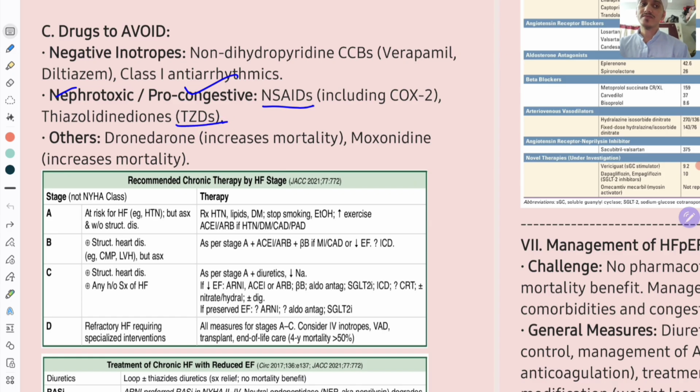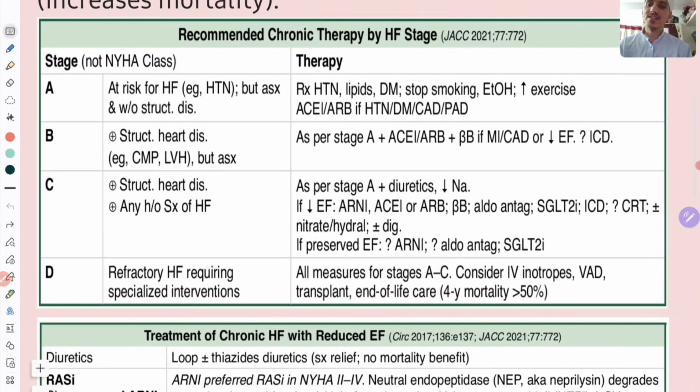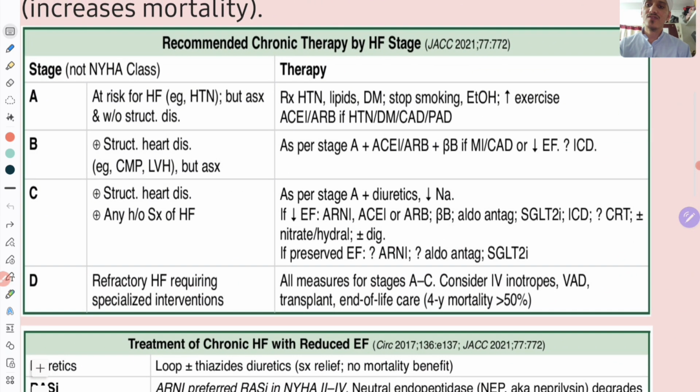Pioglitazone, very commonly used in patients with diabetes, no? So these two will cause congestion also, and they are nephrotoxic also. Dronedarone, which is a brother of amiodarone, increases the mortality. Dronedarone should not be used. Moxonidine also increases mortality, you should not use this antihypertensive drug. Okay. Now this is a very good and very lovely chart where you will have the whole summary.